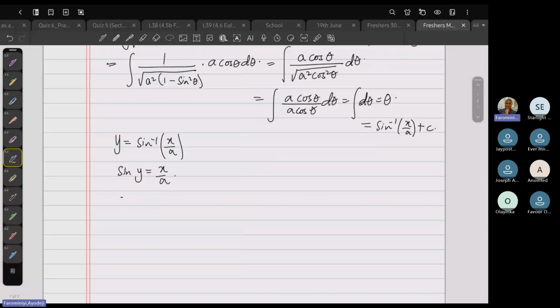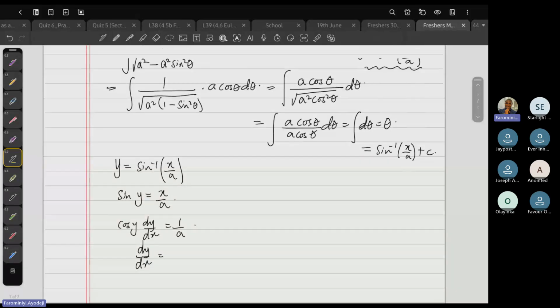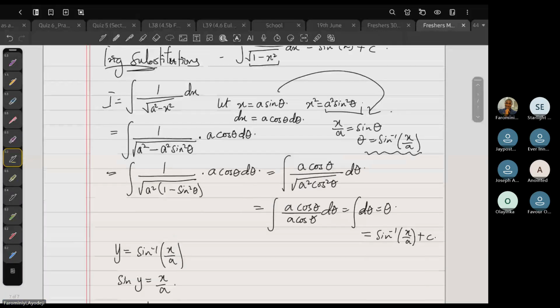Then dy dx is equal to, I think something is missing somewhere. Let me check. x is equal to a sine theta, dx is a cos theta d theta. Yes, a cos theta. We factor out an a squared.